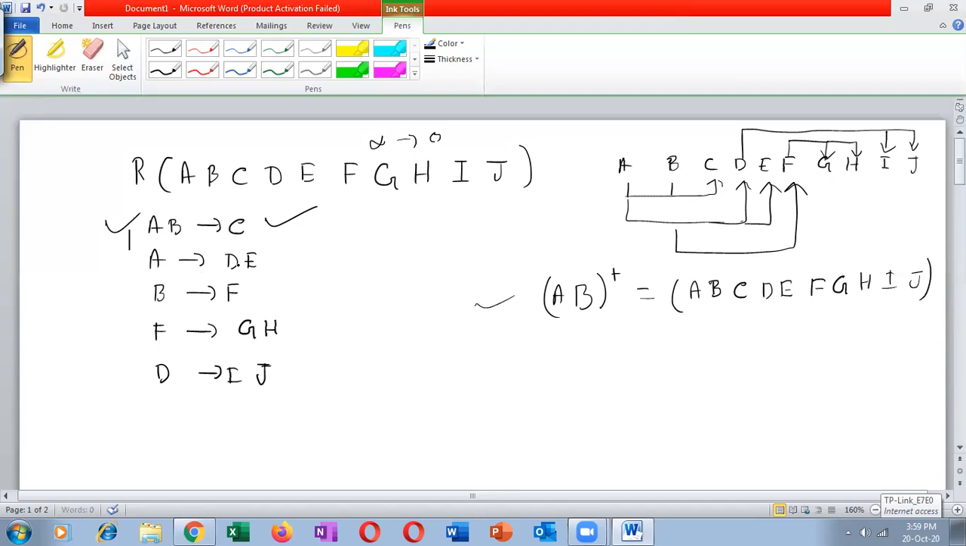And whether D is a prime attribute: no, because D is not part of the key, so they are not prime. So this violates 3NF. Then next one, B to F, also violates 3NF. F to GH, F is not a super key, and GH are not prime attributes. So it violates the third normal form condition. D to IJ, D is not a super key and IJ are not prime attributes. So it also violates the condition of the third normal form. That means only A, B, and C are there. So A to DE does not exist.